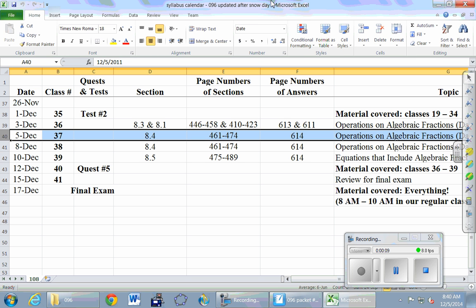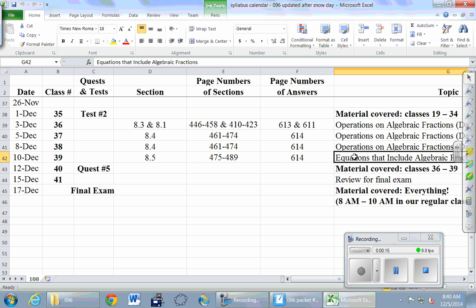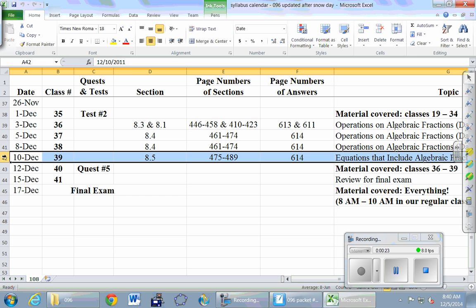Today is our second of 3 days on algebraic fractions, although really there's 4 days on algebraic fractions because this one here is equations involving algebraic fractions. So this is day 2 of 4 basically for the remaining material. We'll finish the new material for the whole course on December the 10th, which is Wednesday coming up. Wednesday will be our last day of new material. There will still be almost a week left in the semester.